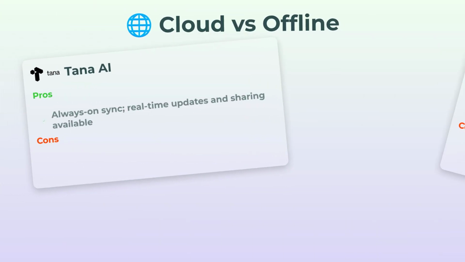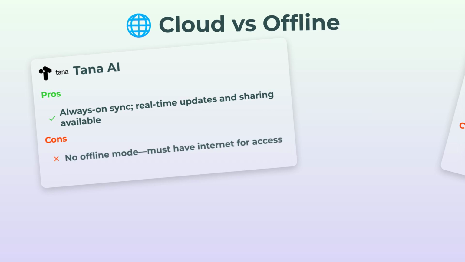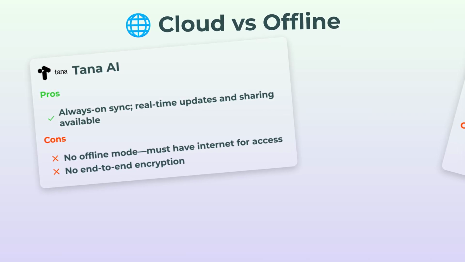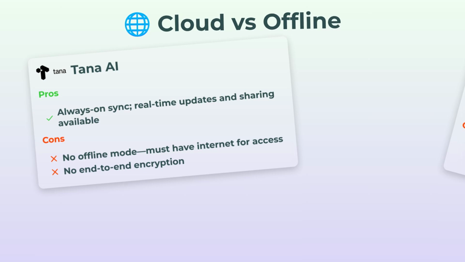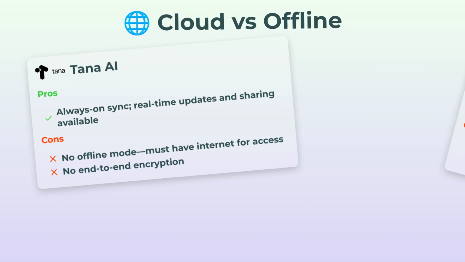But hang on, let's talk cloud versus offline. Tana is always online, constantly syncing everything, instant updates. It's the dream for collaboration and never losing your stuff. Except, if your Wi-Fi dies or you're traveling. Yeah, you're out of luck, no offline access, and no end-to-end encryption.